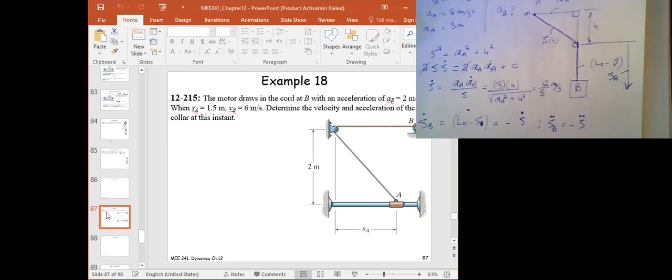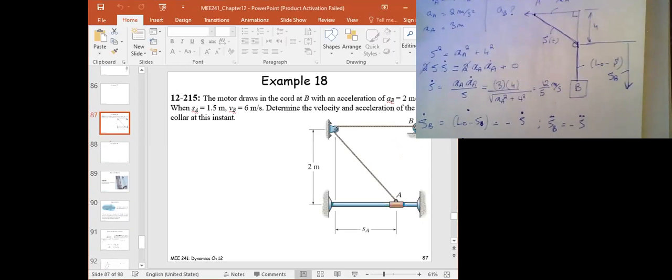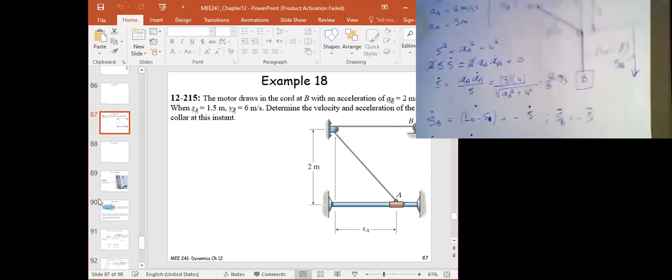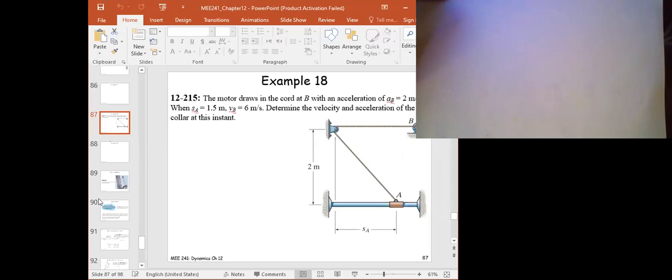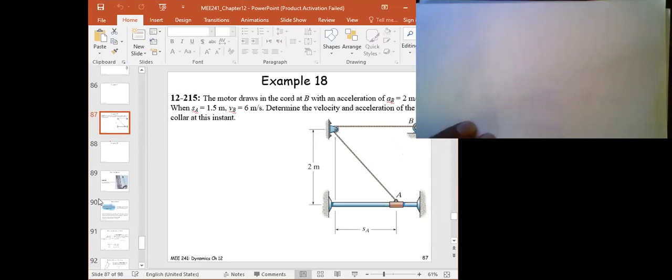I believe we have 5 minutes left on this one. So what I'll do is let us try to solve this problem very quickly, and then we can continue with a new session if we have to. So let's look into example 18.